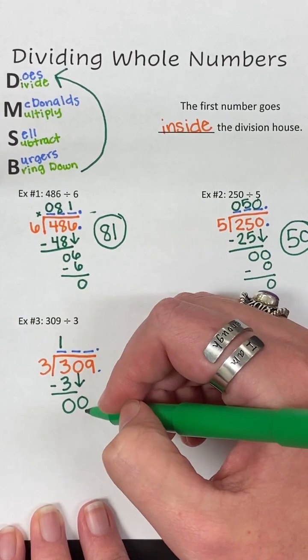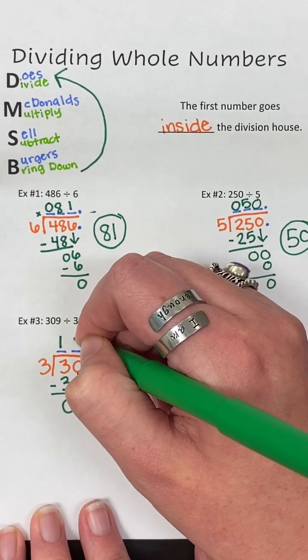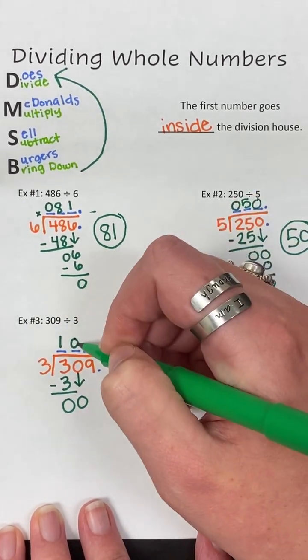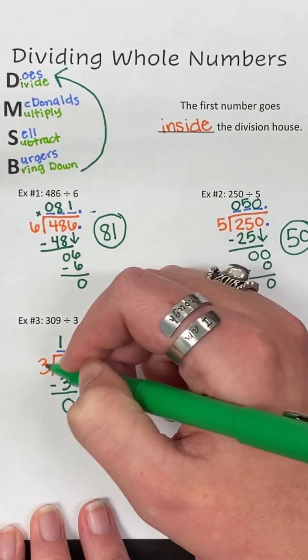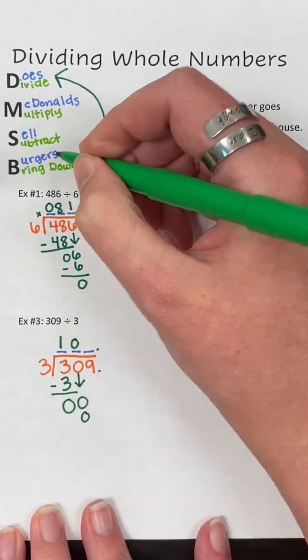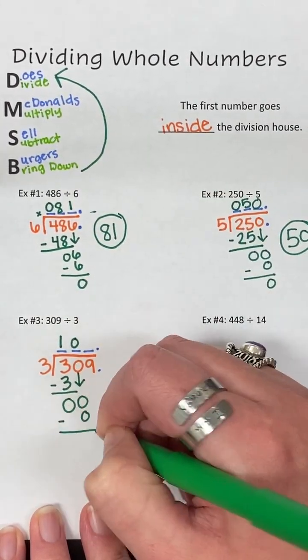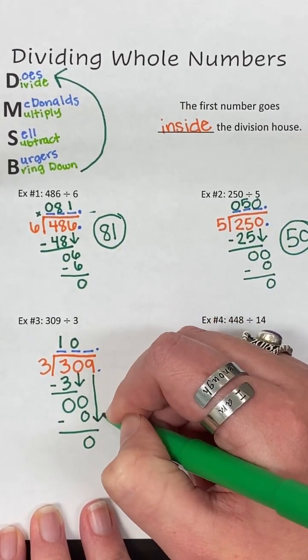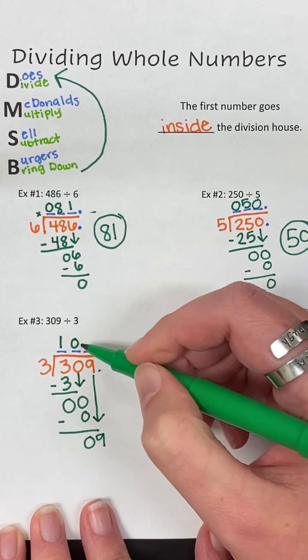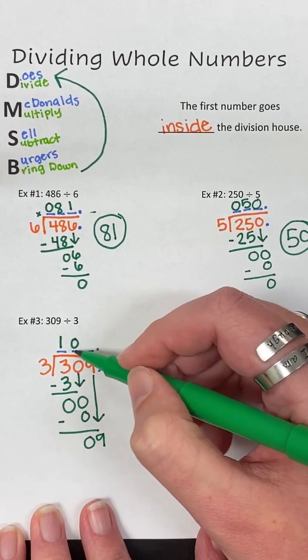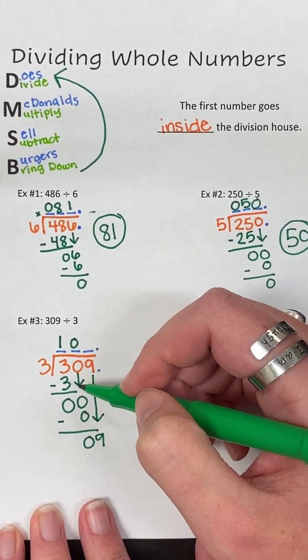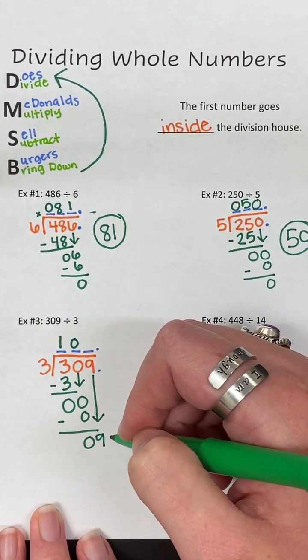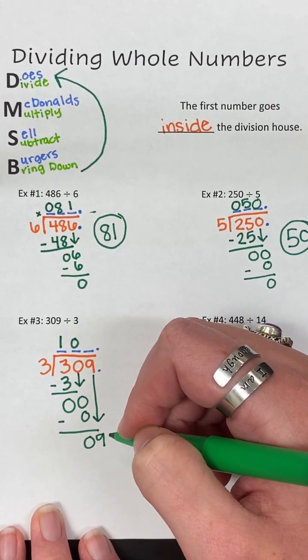What times 3 gives me 0? 0. So now I do multiply next. 0 times 3 is 0. Subtract. 0 minus 0 is 0. Then I bring down again. So all of that was to get us that 0 right there in the middle. So follow your steps. Even if you get confused, follow your steps and you won't go wrong.